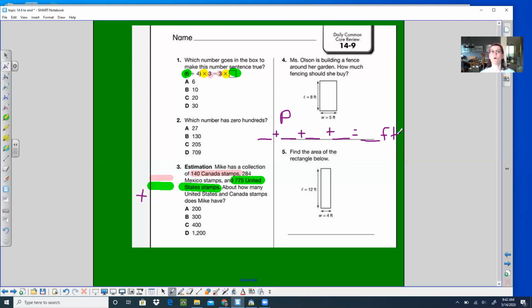Okay, now on this one, you want to find the area. So remember, area equals length times width. They've told you your length is 12 feet. I do want you to show the formula because that's helping you get it in your brain. See, I forgot my A. And our width is 4.